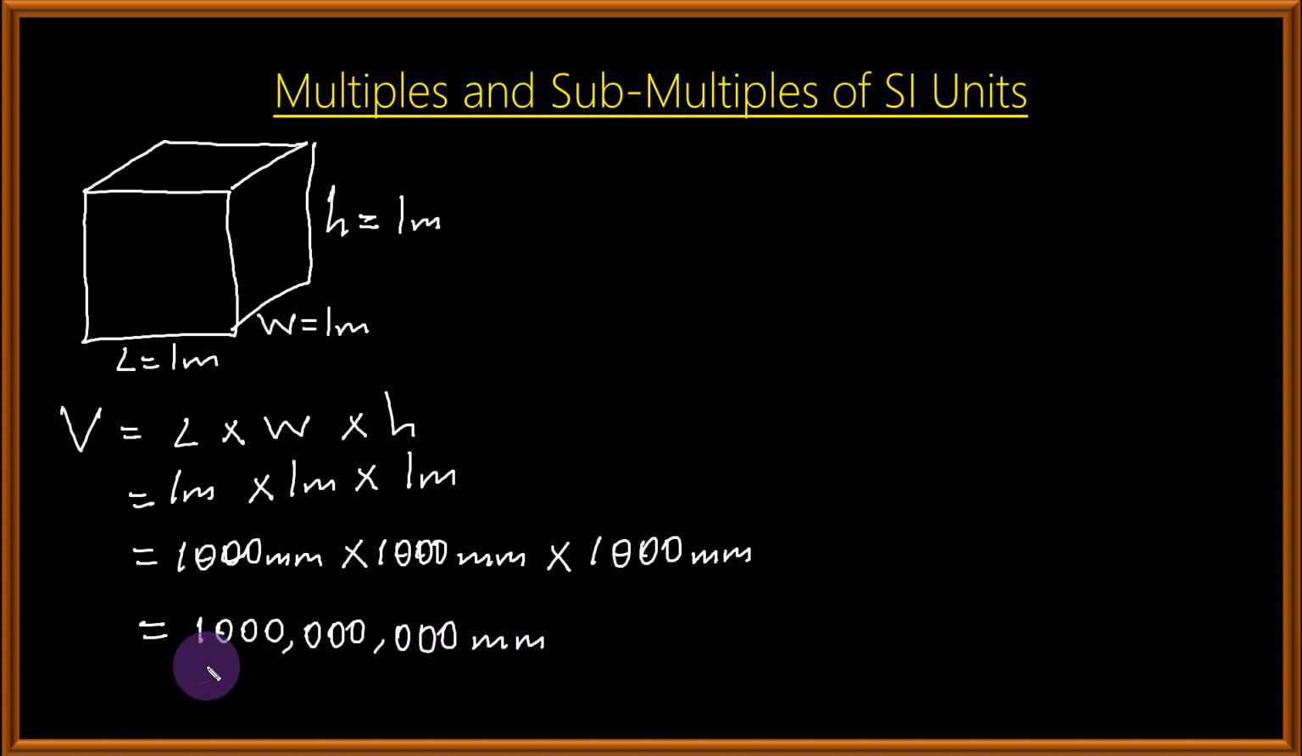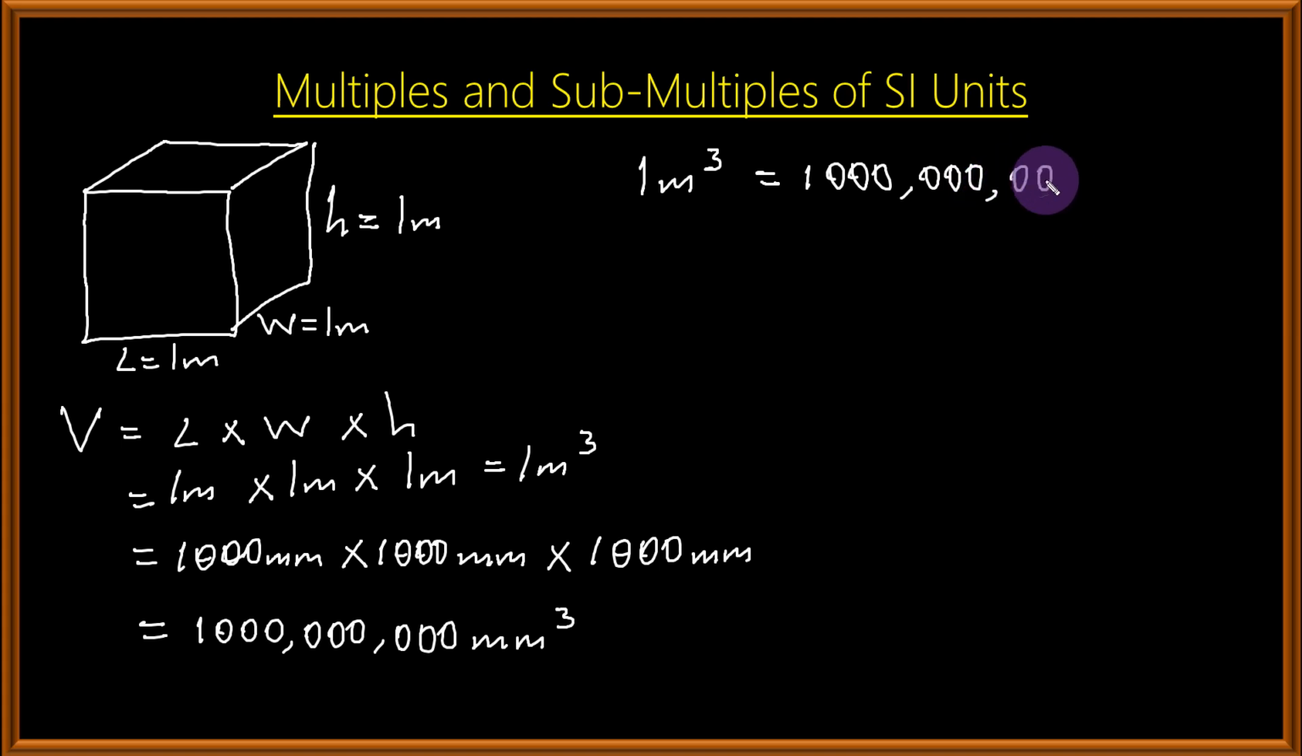In future, we shall see how we write this in standard form instead of writing all these zeros, because we can easily make a mistake. It's supposed to be meters cubed. Now when I multiply 1 meter times 1 meter times 1 meter, I get 1 meter cubed. So this means that 1 meter cubed is equal to 1 billion millimeters cubed.